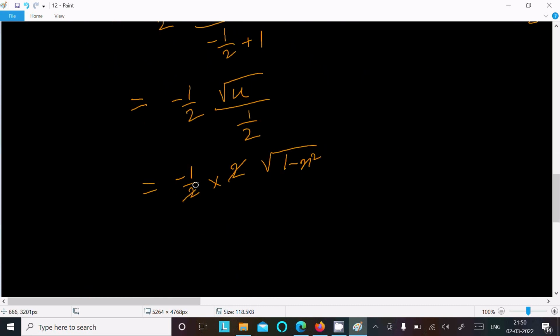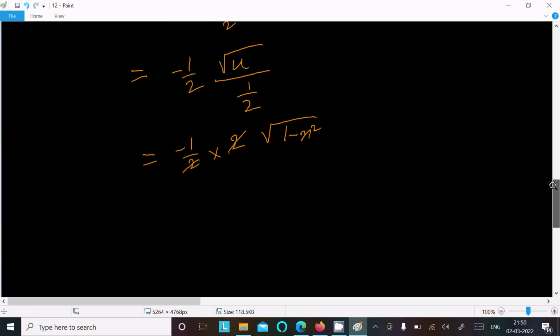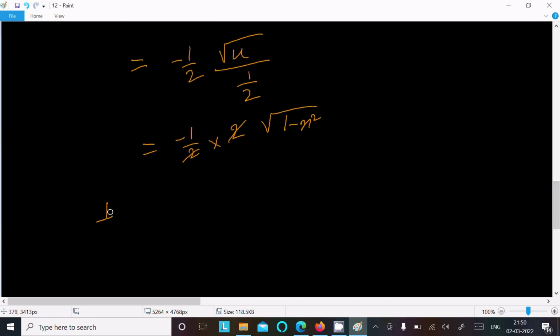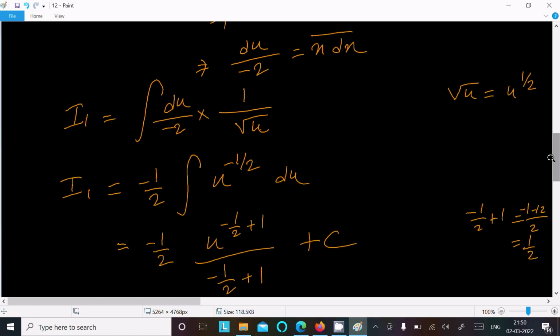Now the 2 cancels, then you can get here the I1 value, that is equal to minus root 1 minus x square. This is the value of I1.